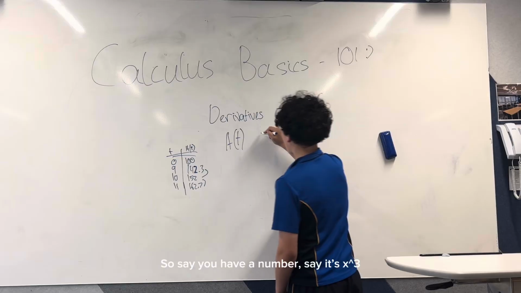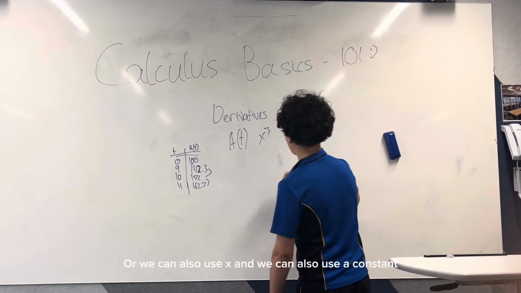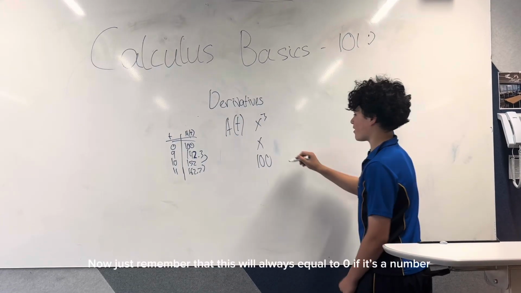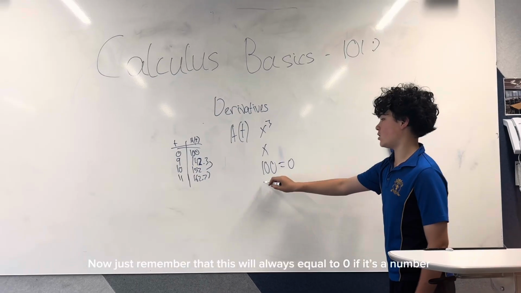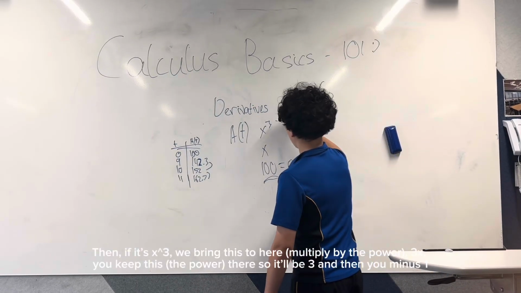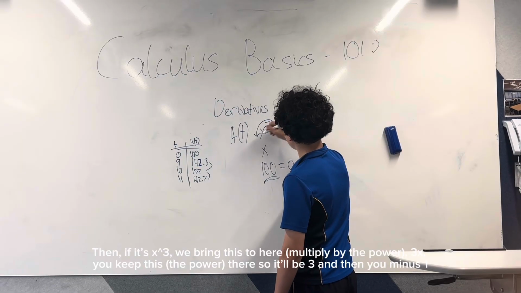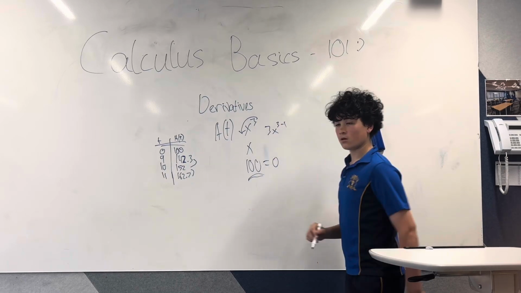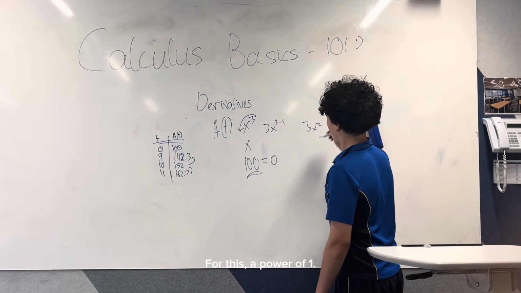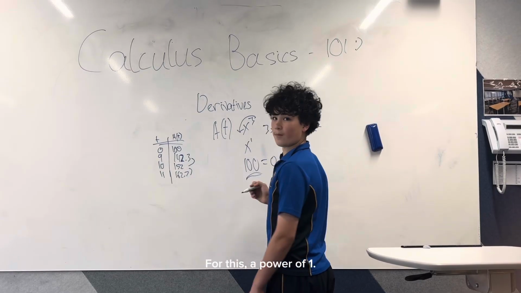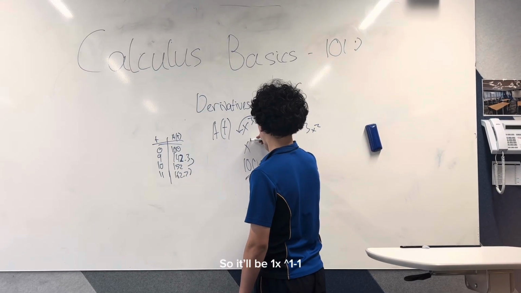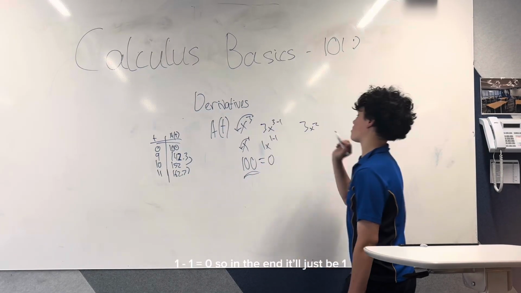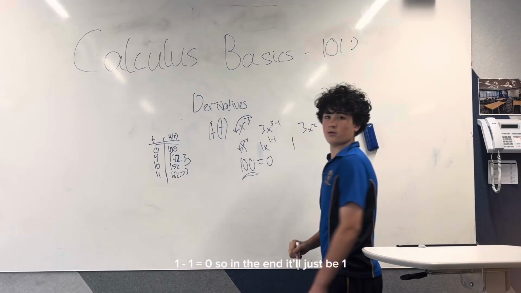So say you have a number, say it's x cubed. Or we can also use x, and we can also use a constant. Just remember that the derivative will always equal 0 if it's just a number. Then, if it's x cubed, we bring the power over here, so it'll be 3, and then you minus 1 from the power. So that will be 3x squared. For x, the power is 1, so it'll be 1x to the power of 1 minus 1. 1 minus 1 is 0. So, in the end, it'll just be 1.